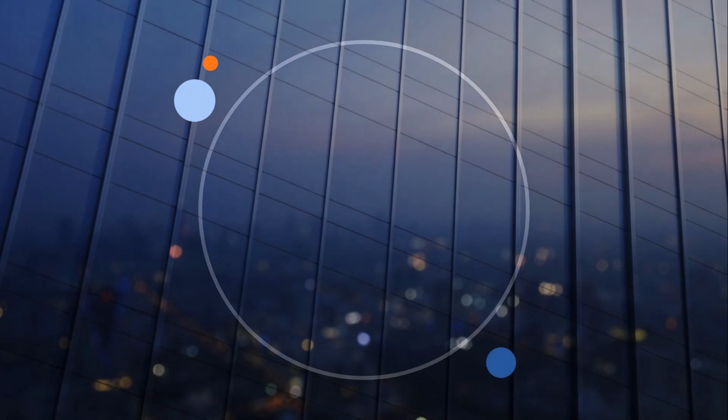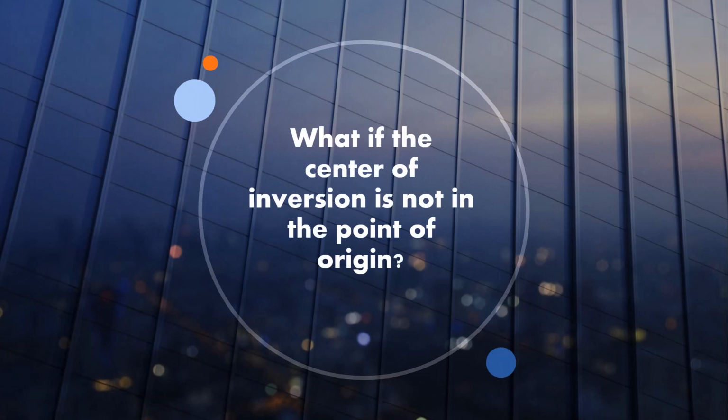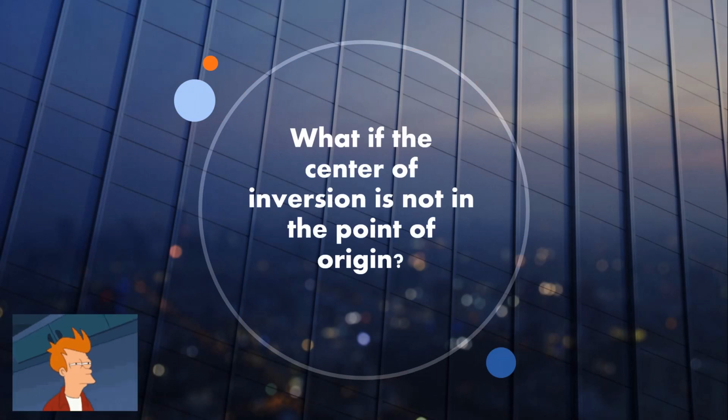Now there is a question. What if the center of inversion is not at the point of origin? What if it is placed at (1, 1), or in the first quadrant, the second, the third, or the fourth quadrant? So that's the question.